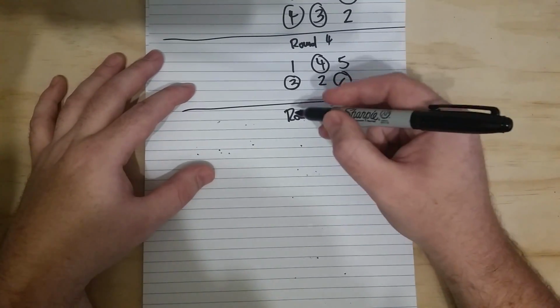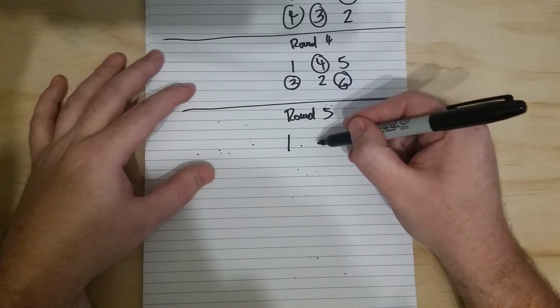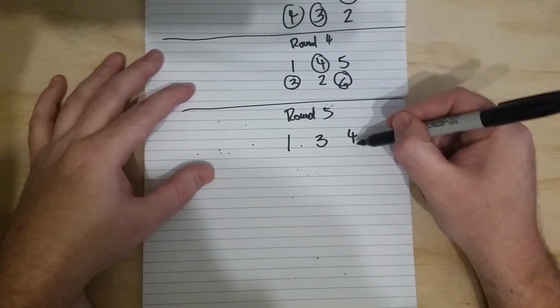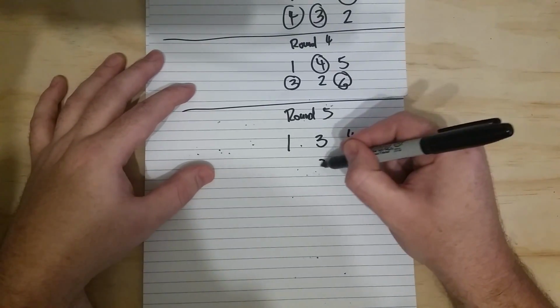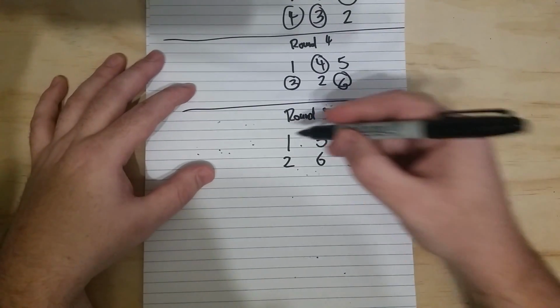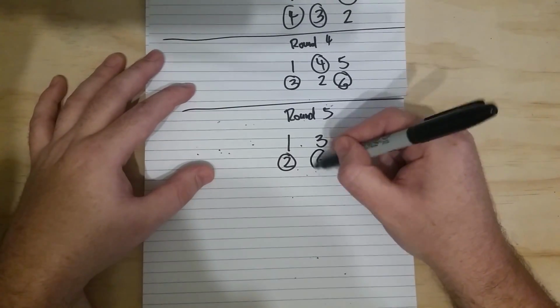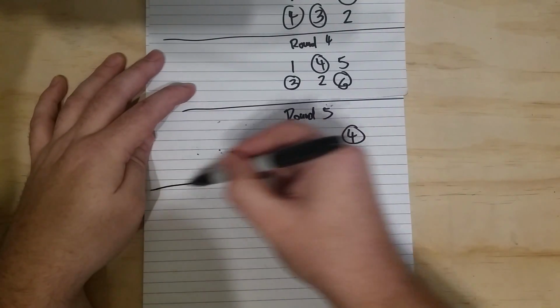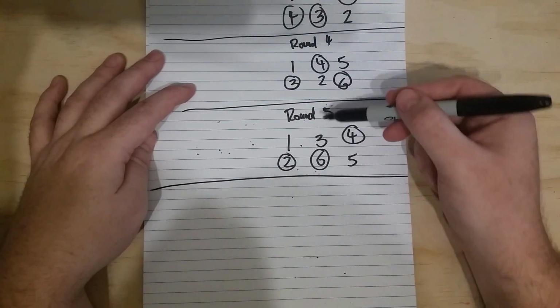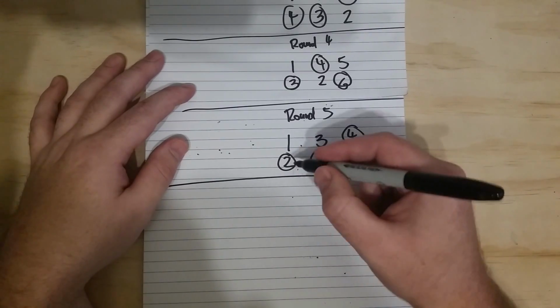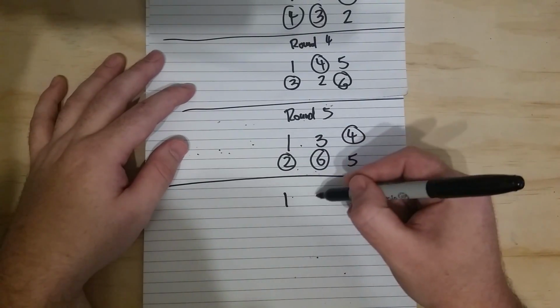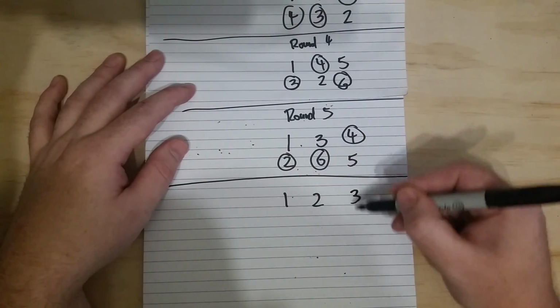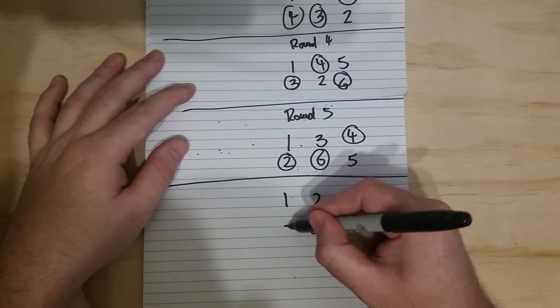And that 1 stays where they are. Then we go 3, 4, 5, 6, 2. Once you do the round, figure out who the winners are. Now if we go on to the next one after round 5, you'll see you get 1, and then 2 goes here, 3, 4, 5, 6.